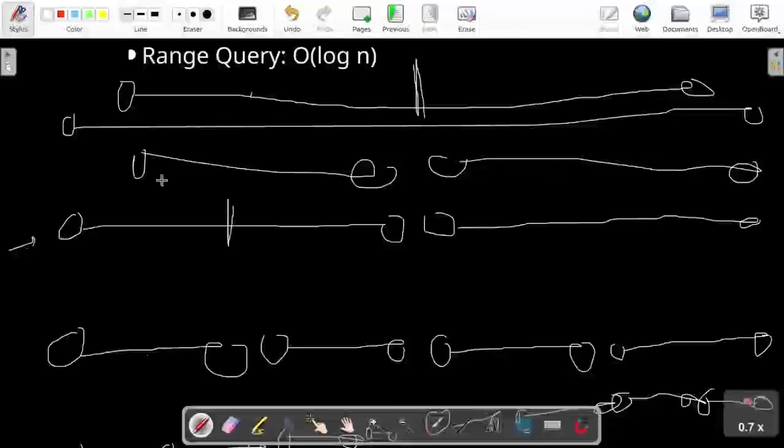This is our array range. This is our query range. This is our array range. We have divided from the middle in these two parts. And now we have this our query range. What we will do, we will divide it from its middle.